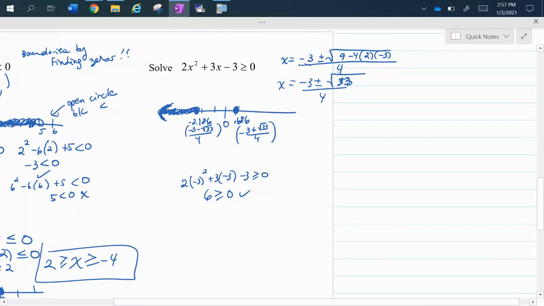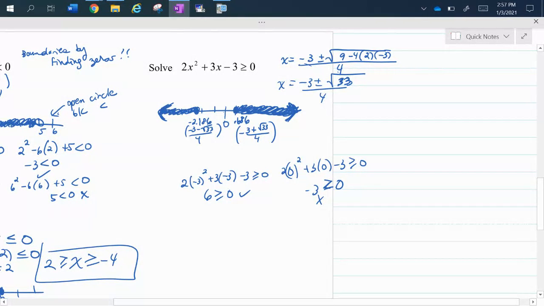And we can check 0 would be in between. 0, 2 times 0 squared plus 3 times 0 minus 3 is greater than or equal to 0. So we get negative 3 is greater than or equal to 0. That's false. So we don't want to shade on the in between. We want to shade on the outsides. So it looks like we have an or compound inequality this time.